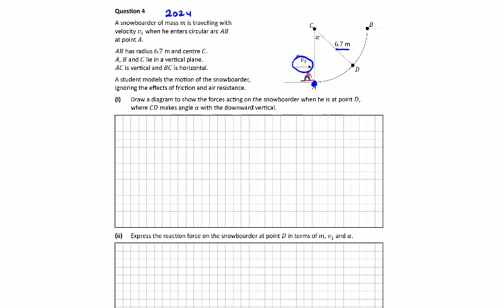Draw a diagram to show the forces acting on the snowboarder when he's at the point D. We have this angle alpha at the point D. So at the point D, let's say this is it, we have a reaction between the snowboarder and the arc. We have mg coming straight down. Mg, we have alpha, so we have mg cos alpha here, and down the plane we have mg sine alpha. So there are the forces at play here.